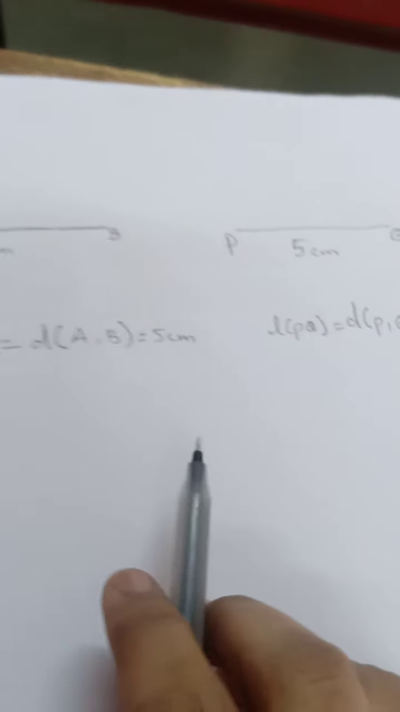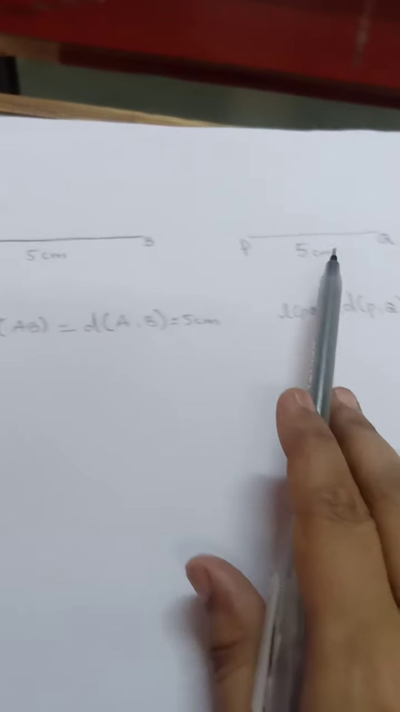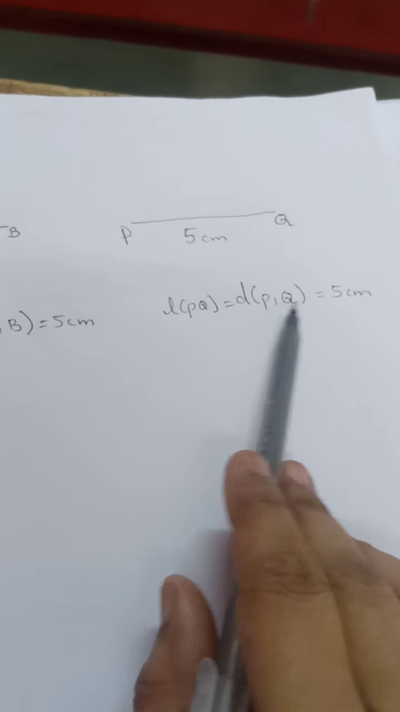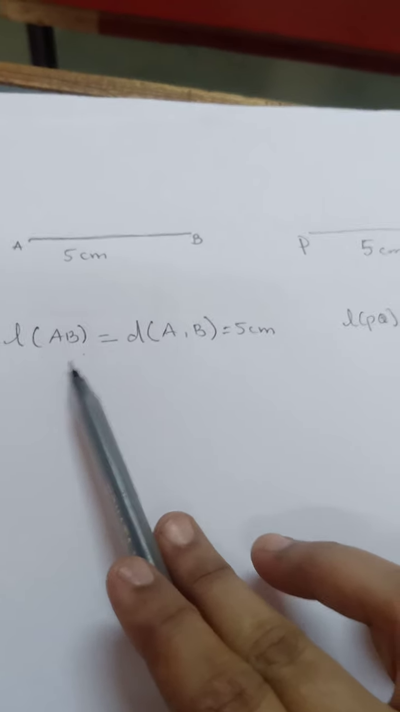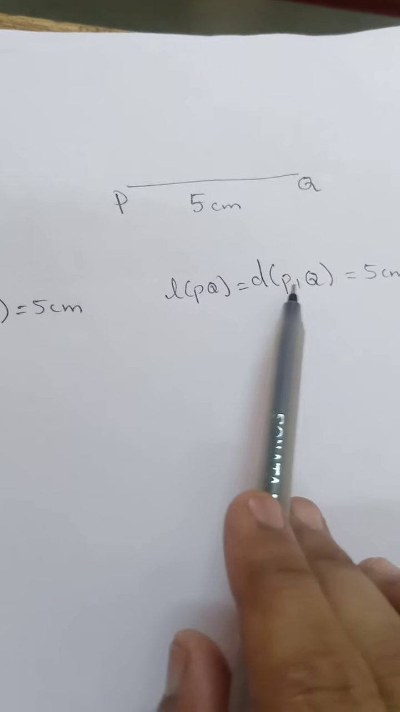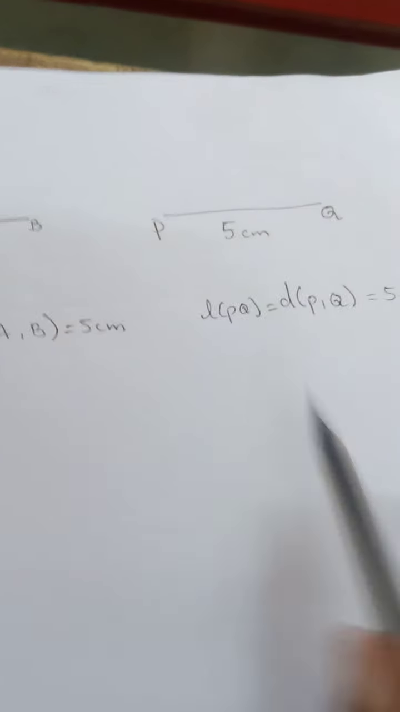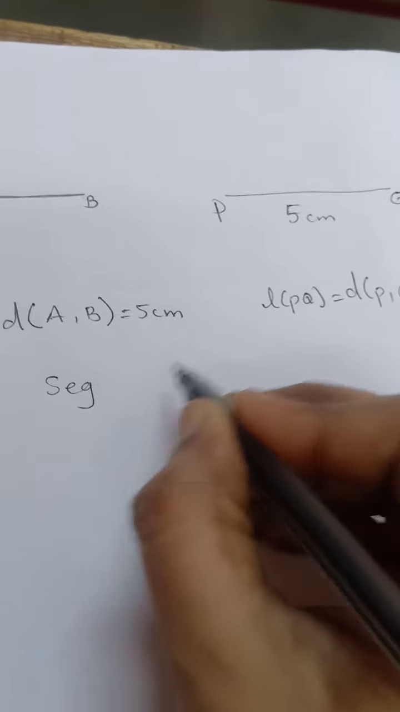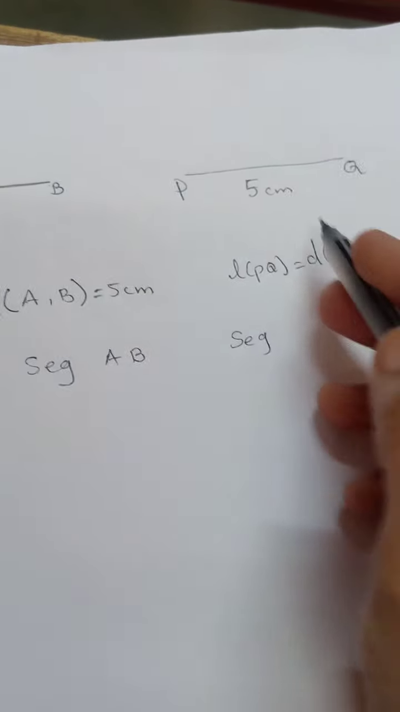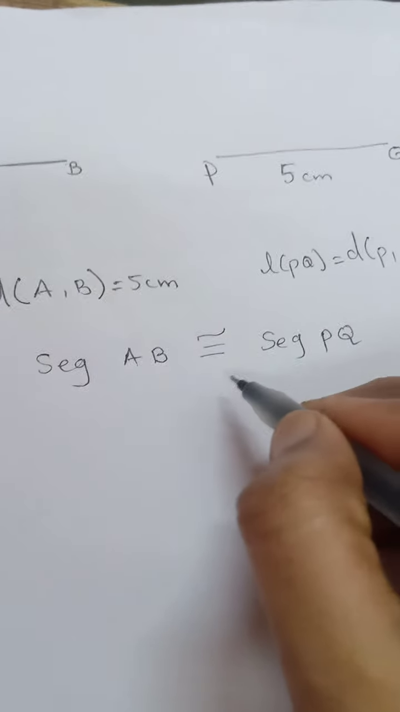Listen carefully, whenever any 2 segments have the same length, or the distance between the points is equal, as here the length is 5 centimeter and here also the length is 5 centimeter, then we can say that both the segments are congruent. The first segment is segment AB and the next segment is segment PQ. So we can say that they are congruent. This is the sign of congruent.